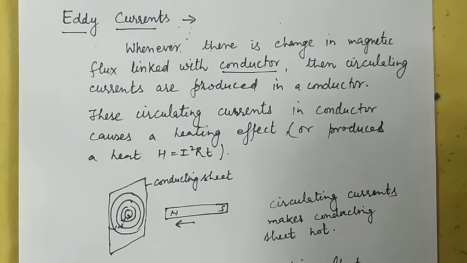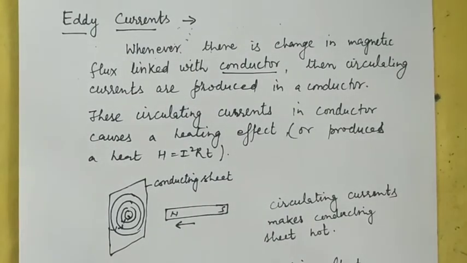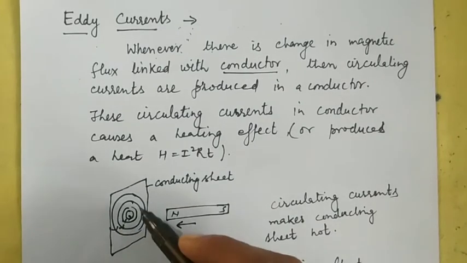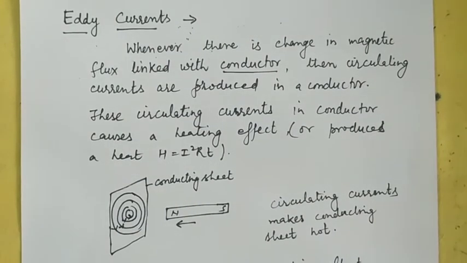It says that whenever there is a change in magnetic flux linked with a conductor, circulating currents are produced in the conductor. See here, this is our conducting sheet. This bar magnet is pushed towards this conducting sheet. As a result, there is a change in magnetic flux and circulating currents are produced in this conducting sheet.